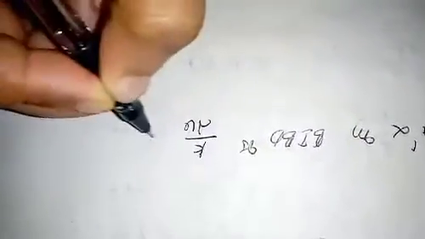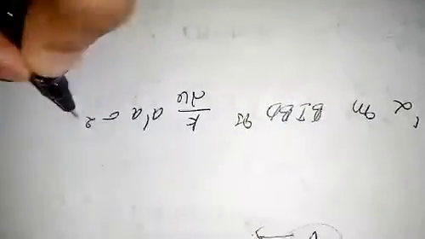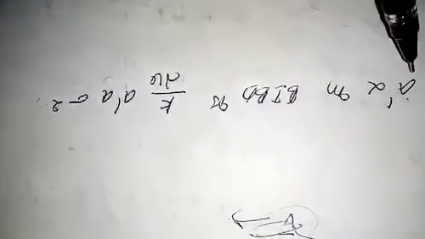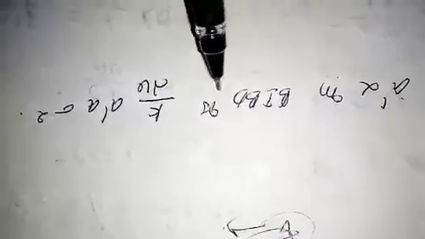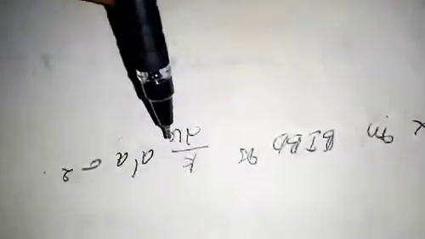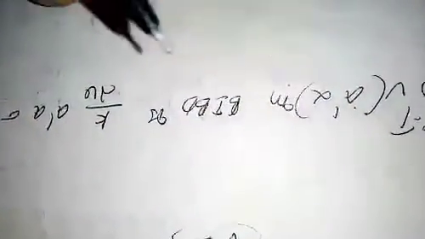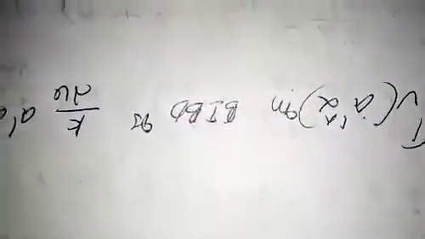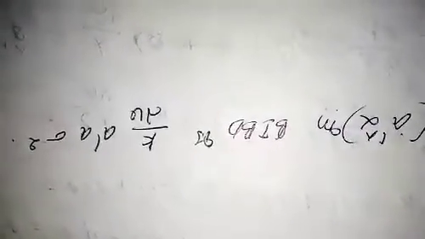Next, we will show the variance of the best estimate of a treatment contrast. The variance of the best estimate of the treatment contrast A dash alpha in BIBD is K by lambda V, A dash A, sigma square. So we have to prove that, show that.